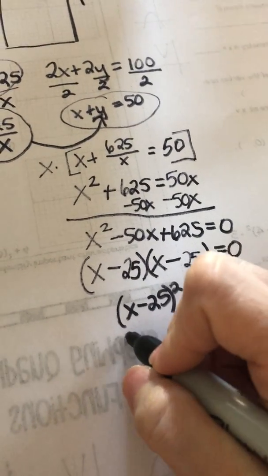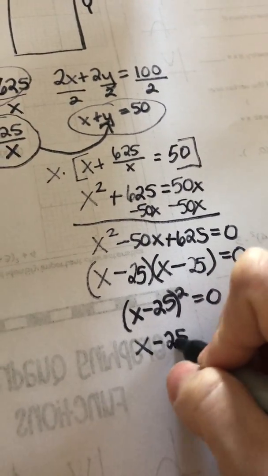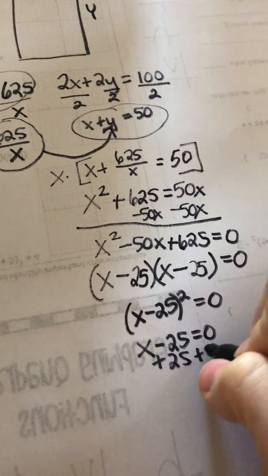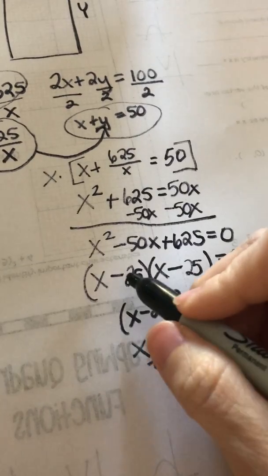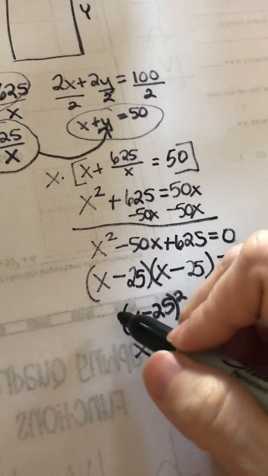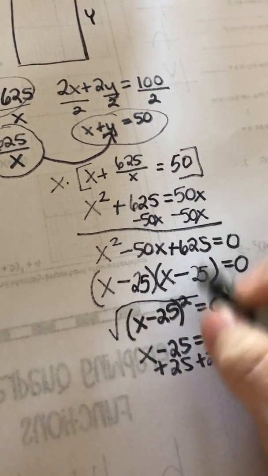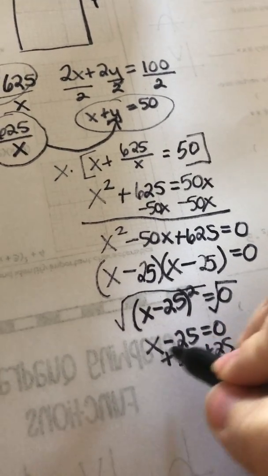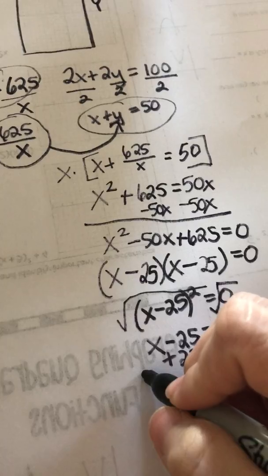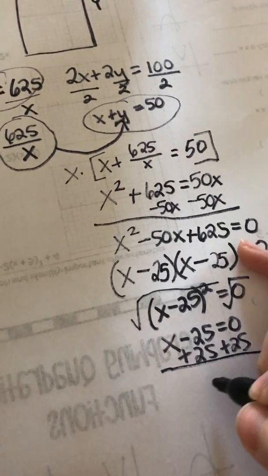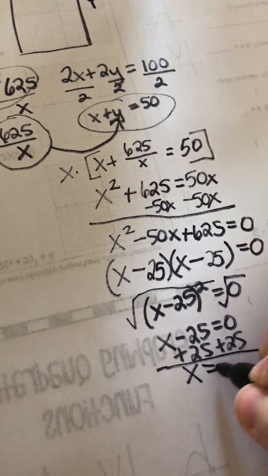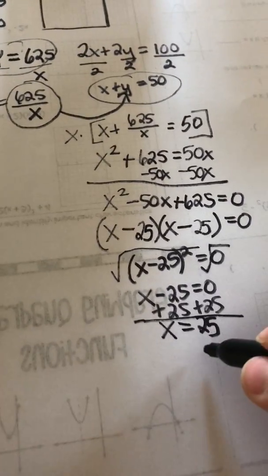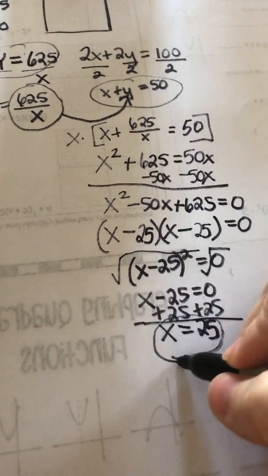And so I use the zero product property, set that equal to 0, and solve. You can either think of pulling one of these out to set equal to 0, or that we just square rooted right here to get rid of the squaring. Either way, you'll get x minus 25 equals 0. You'll add 25 to both sides and get that x equals 25. So that's one dimension of your room.